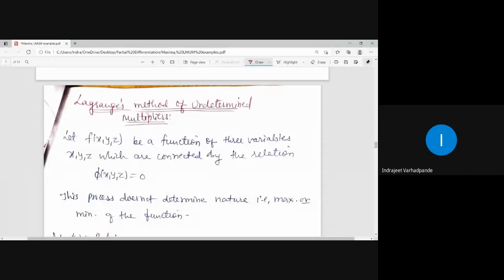The very next connected topic to maxima minima is Lagrange's method of undetermined multipliers. Now, why is there a need to discuss this topic, Lagrange's method of undetermined multipliers? Kindly listen, then you can note it down.